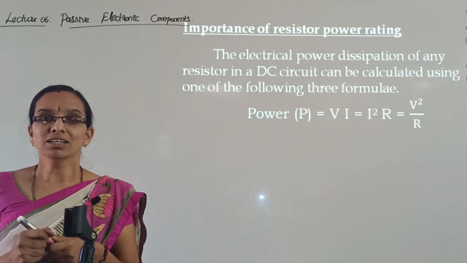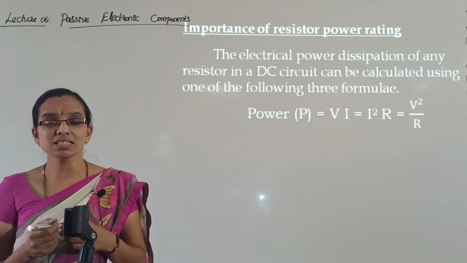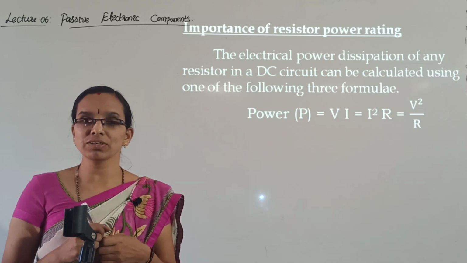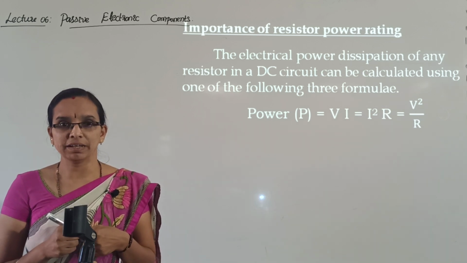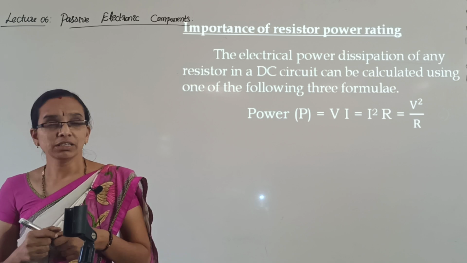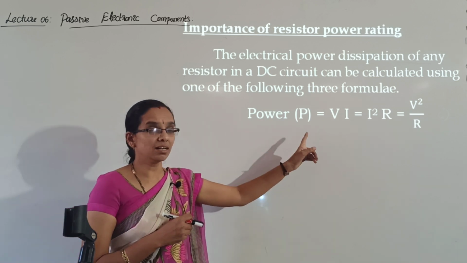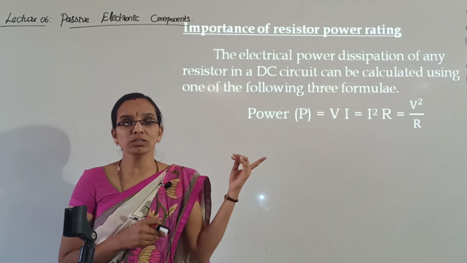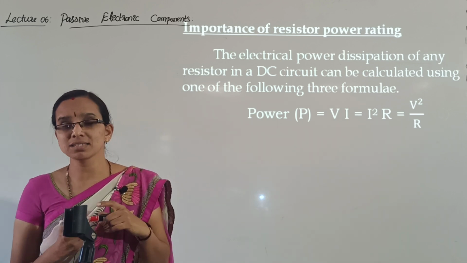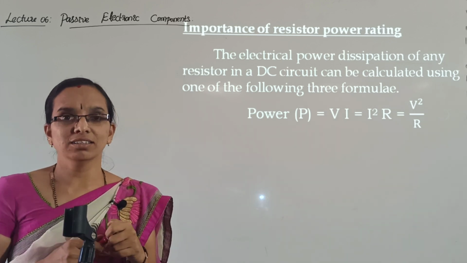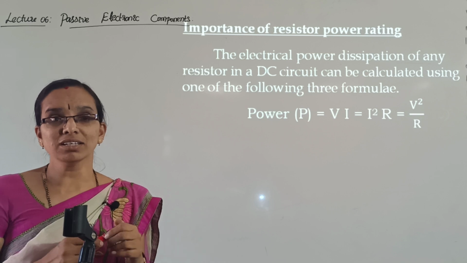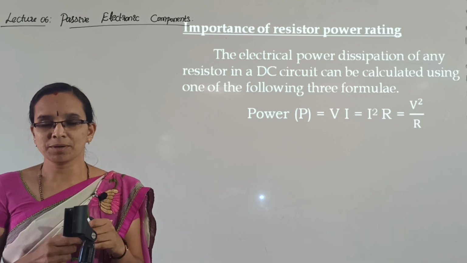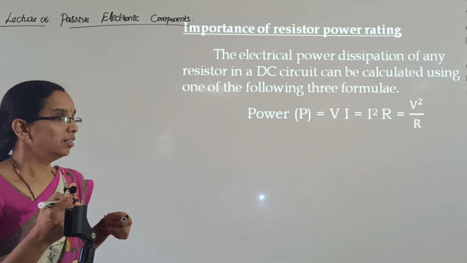So, usually power rating goes with the size of the resistor. More the size of the resistor, greater the power rating. So, here V stands for voltage across the resistor, I is the current flowing through the resistor, and R is the value of the resistance of a resistor. Okay.